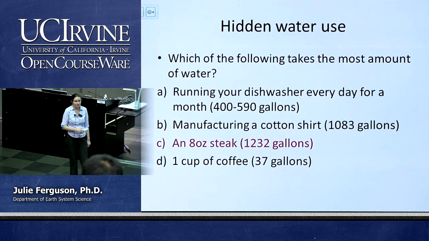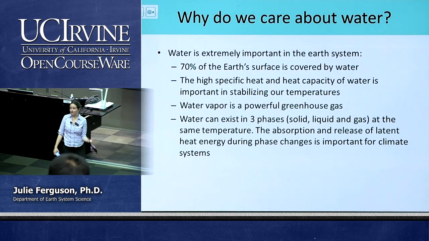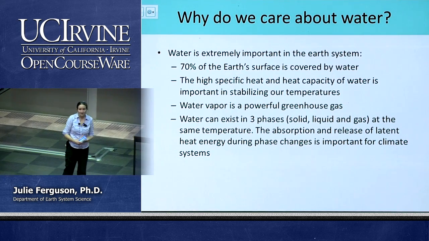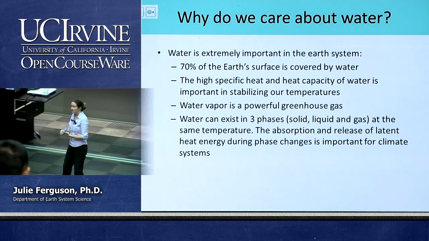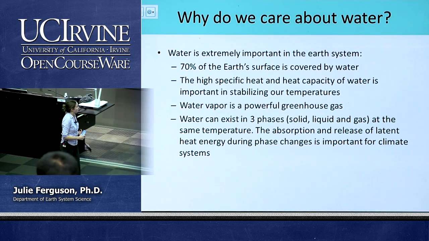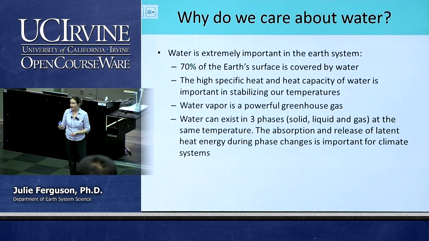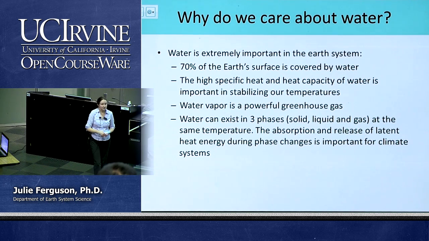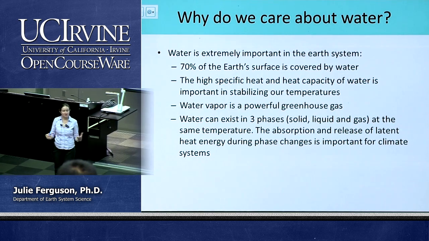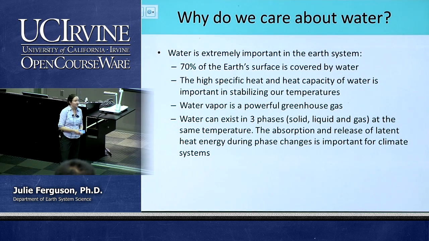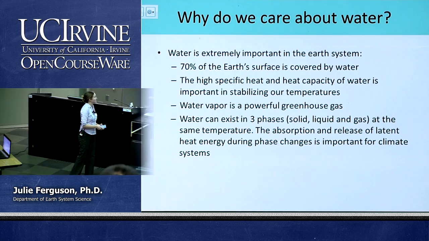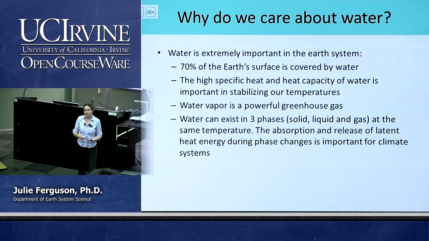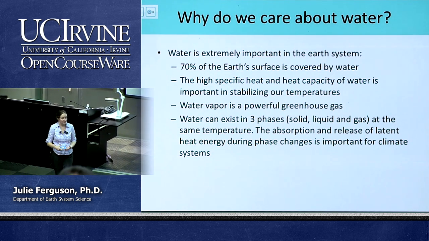So water is important for us. It is also very important for the Earth system. 70% of our Earth's surface is covered by water. Our oceans are amazing resources for us. Do you remember we talked about the high specific heat, that it takes a lot of energy being added or lost to change the temperature of our water, and so the oceans help stabilize our climate system an awful lot, especially at the coasts. Water vapor is a really powerful greenhouse gas. It really is the most significant in terms of creating our greenhouse effect.